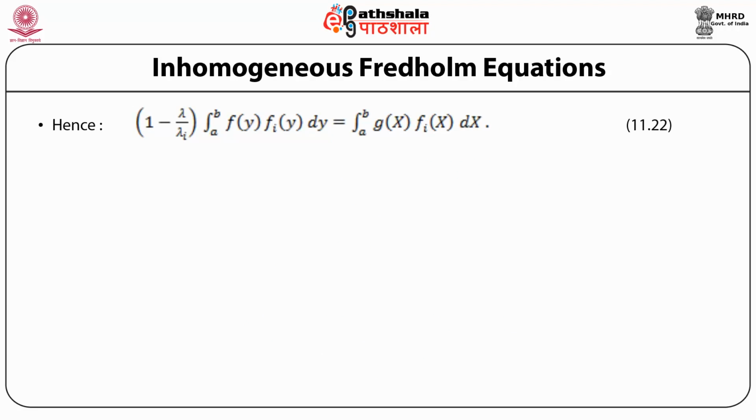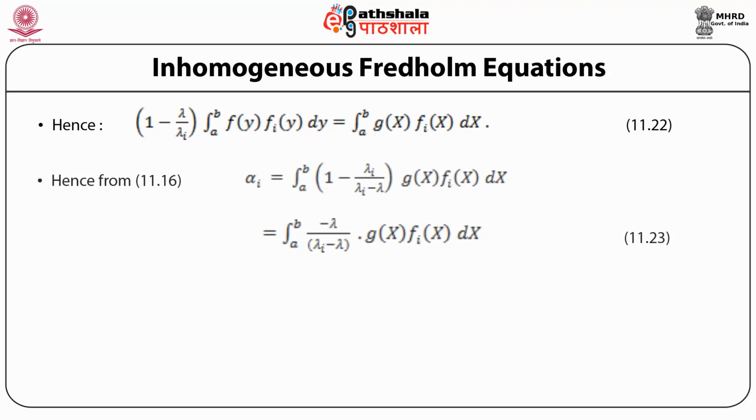Hence, (1 minus lambda I) divided by lambda I, multiplied by the integral from a to b of f(y) phi_I(y) dy, is equal to the integral from a to b of g(x) phi_I(x) dx. Hence, from 11.16, we get alpha I is equal to the integral a to b of (1 minus lambda I) divided by (lambda I minus lambda) into the function g(x) into the function phi_I(x) dx, which can be written as the integral a to b of minus lambda divided by (lambda I minus lambda) multiplied by the function g(x) and phi_I(x) dx.